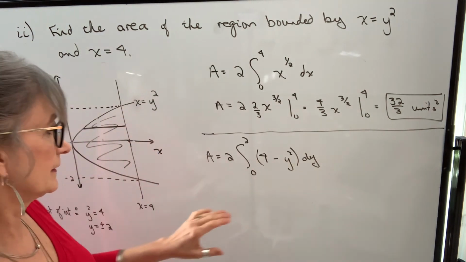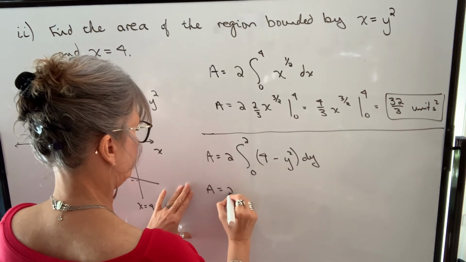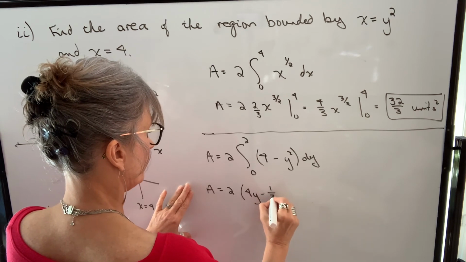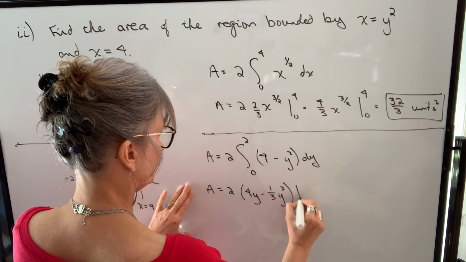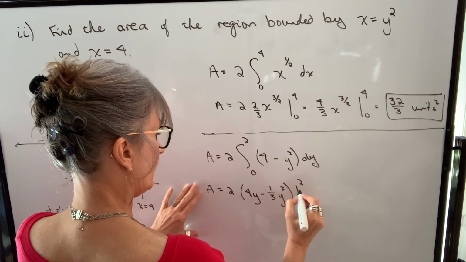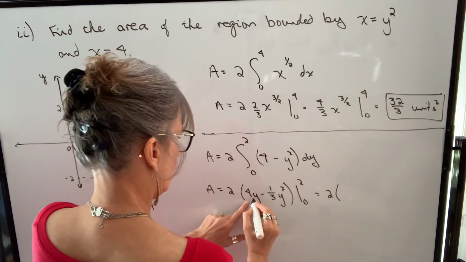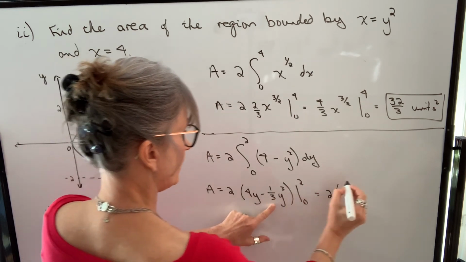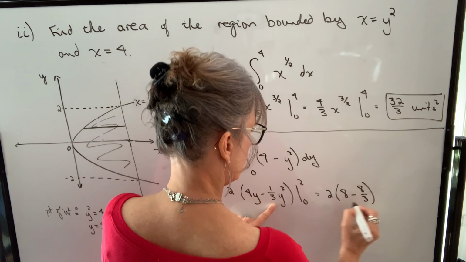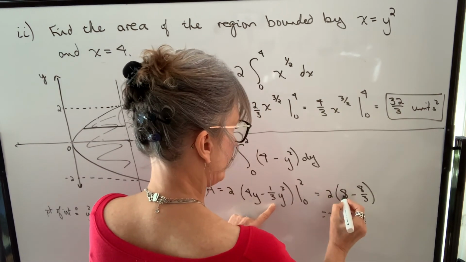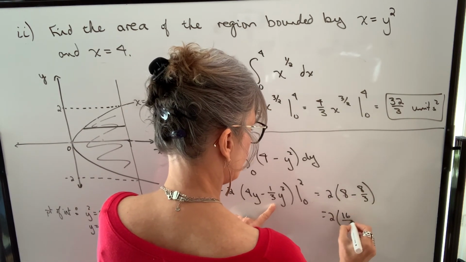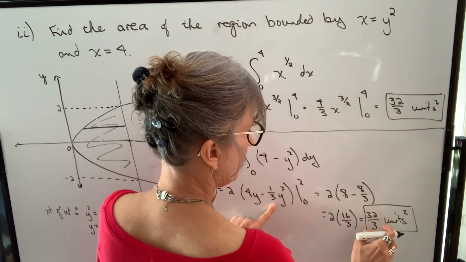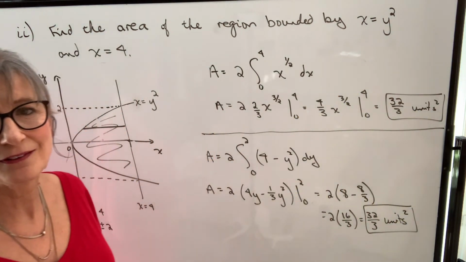Now I integrate this. So the area will be, this integral will be 4y minus 1/3 y cubed. And now I evaluate it. 4 times 2 is 8, minus 2 cubed is 8, so 8/3. That's 24/3 minus 8/3 will be 16/3. So my area is the same using either method.